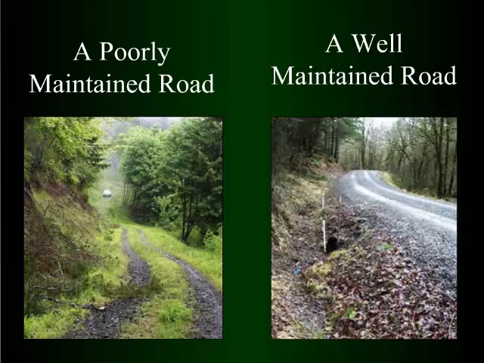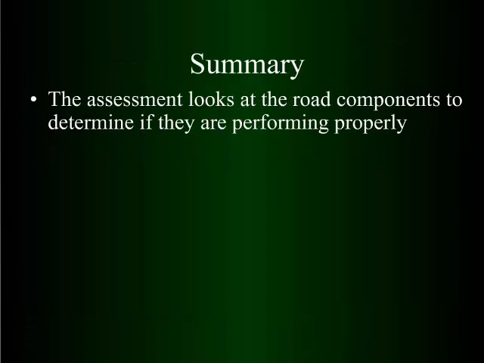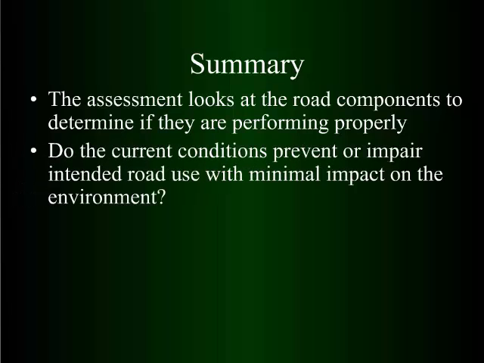It can be a filter, but at times it can also cause problems by focusing the water on the road, causing erosion. Over here, you see you have a well-maintained ditch, got a culvert. It looks like it's wet out, but the road looks like it's got a little bit of a crown to it, and it's draining well. Okay, the assessment looks at the road components to determine what's performing well, what's performing poorly, and then looking at the conditions to determine if they prevent or impair the intended use of the road, and then also looking at the environmental impact of it.